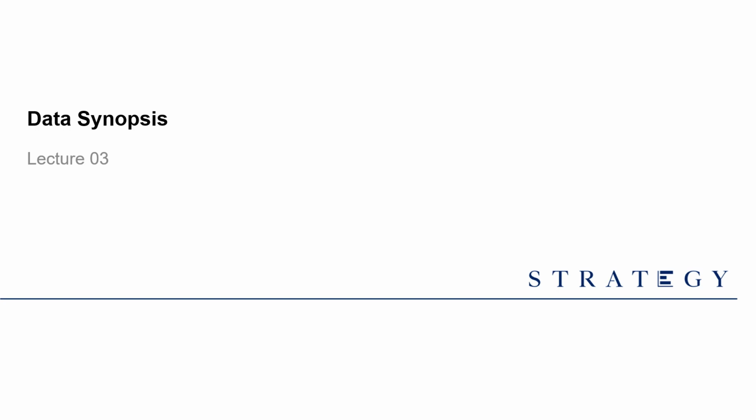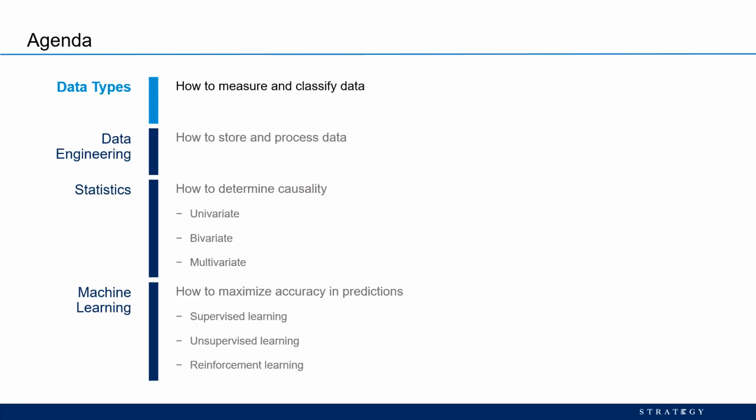This is lecture 3 of our course, and we are going to be going over everything related to data and analytics. Going through the agenda for today, we'll first start with data types, simply going over how we measure data in the world. Then we'll be getting into data engineering and the process that we go through with data. Then we'll be going into statistics, and then we'll be diving into machine learning.